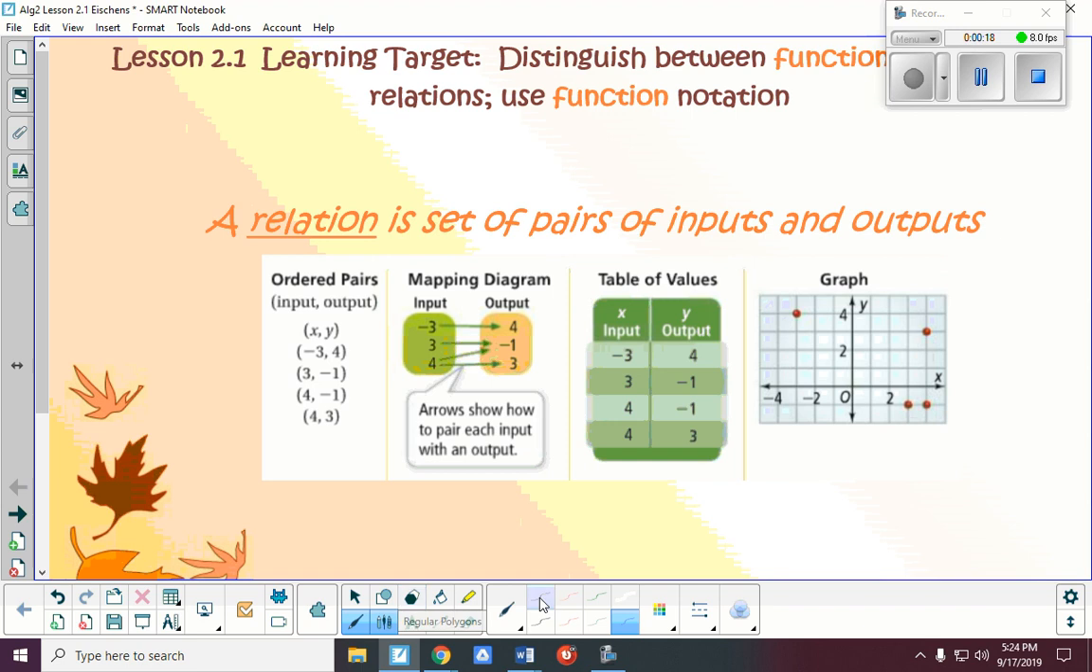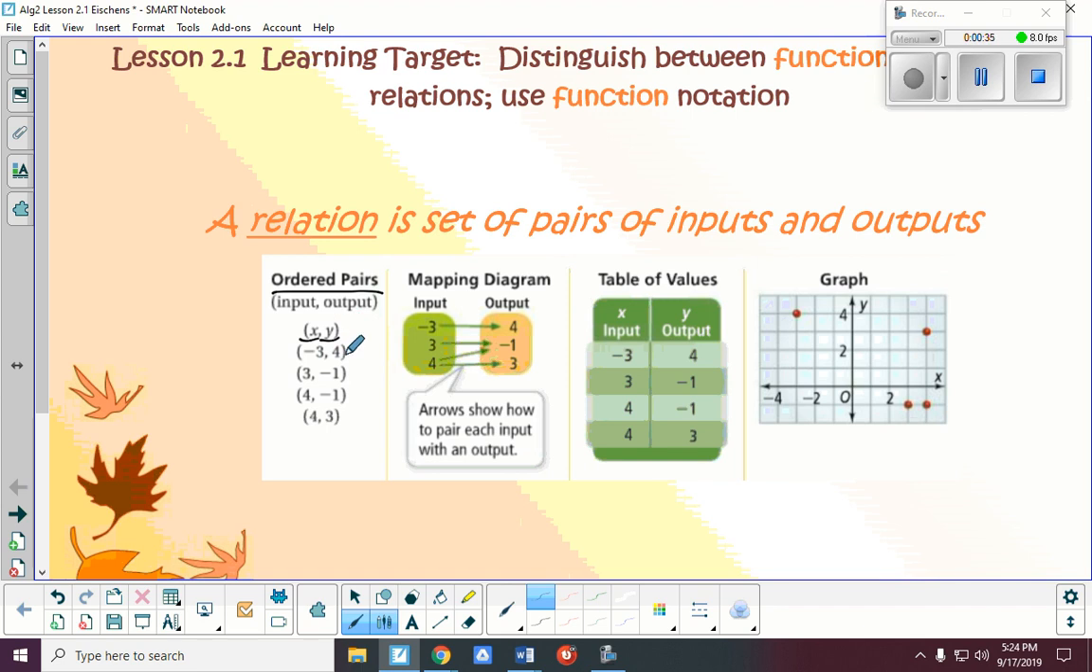First, we can use ordered pairs, so your inputs and your outputs. We put the input first, which is typically your x coordinate, and then we put the output next, which is our y coordinate. So we have -3, 4 for the first ordered pair.